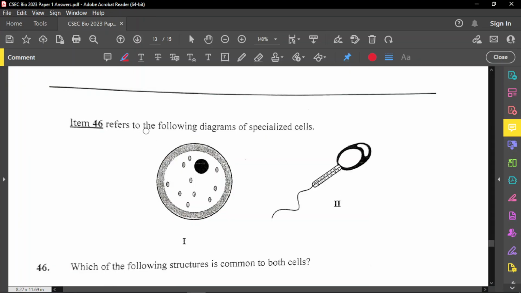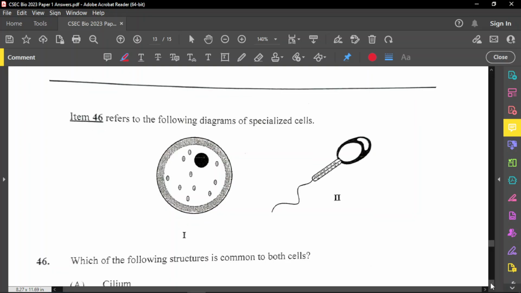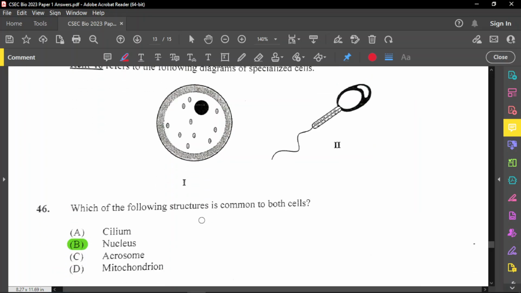Item 46 refers to the following diagrams of specialized cells. I've seen this diagram. It asks which of the following structures is common to both cells? And here is the nucleus. This dark spot is a nucleus. We know that sperm cells have a nucleus. I almost chose mitochondrion, to be honest with you, because I was looking at the structures here. They almost look like mitochondria, but I cannot be guaranteed because I cannot see in it. But we know that this is a nucleus. The sperm cells do have a nucleus. The sperm cells do have mitochondria.